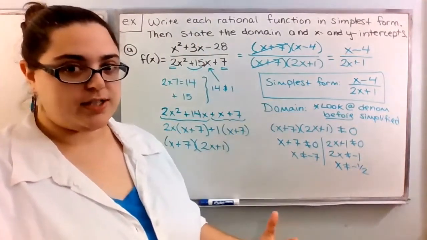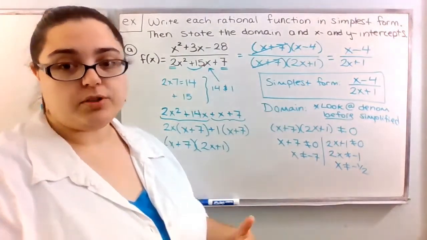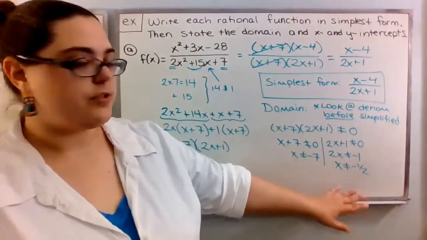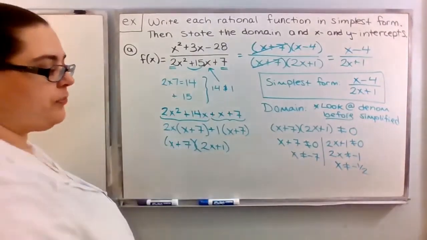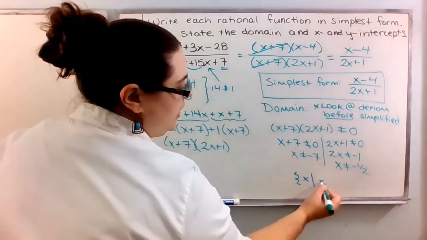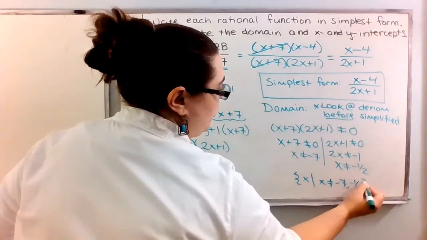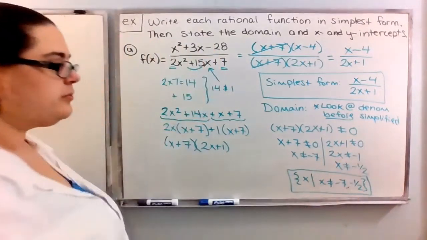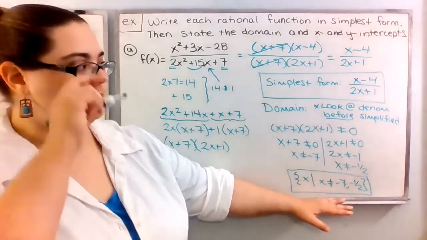Now, especially when your denominators have a lot of factors or a lot of problem spots, then set builder notation is going to be easier for us in the long run. So I'm going to tend to use set builder notation for my rational expression domains. So for our domain, we have the set of all x, so that x is not negative 7, and it's not negative 1/2. Okay, so that's our domain for this rational function.